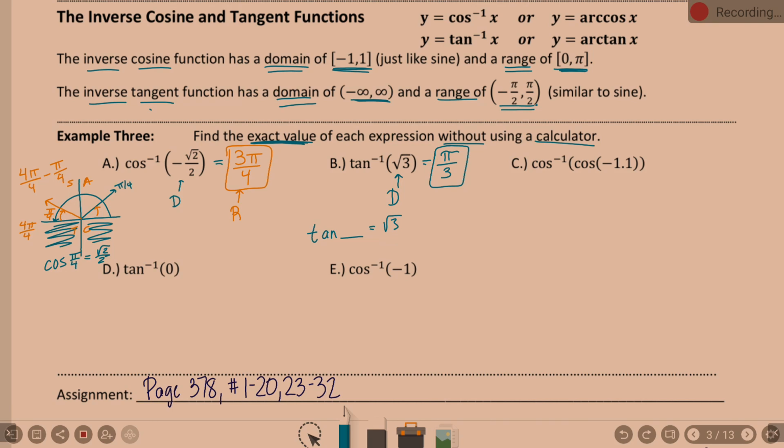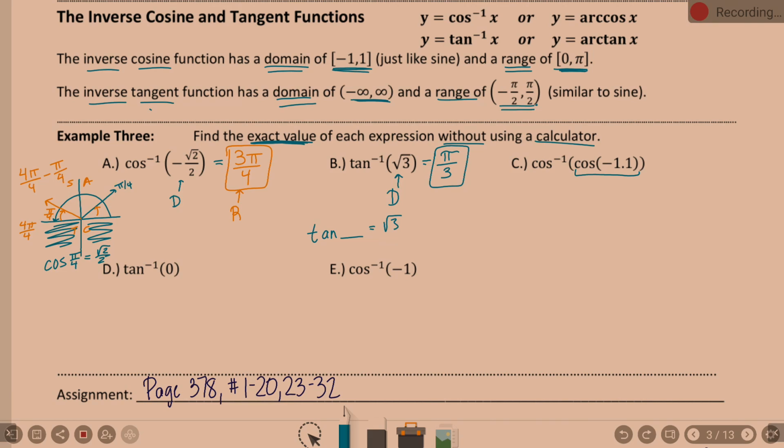Okay. Ready for C? That was your introduction, your easy part for today. C. Cosine inverse of cosine of negative 1.1. Okay, we talked yesterday. When you see multiple parentheses, you've been trained to start with the inside, yes?